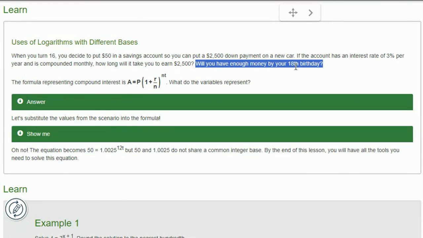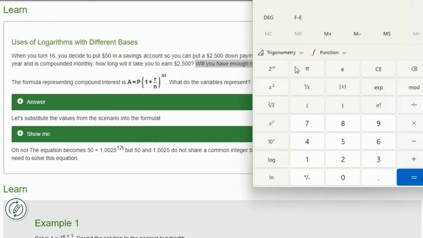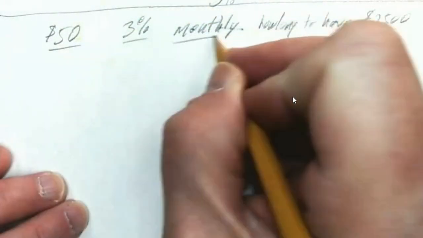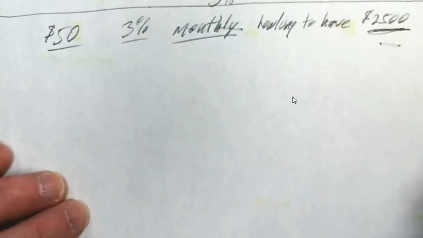We've got $50. The bank pays 3%. How often did it say? Monthly. And how long? So start with $50. I get paid 3% monthly. How long to have $2,500? Because that's what I want.